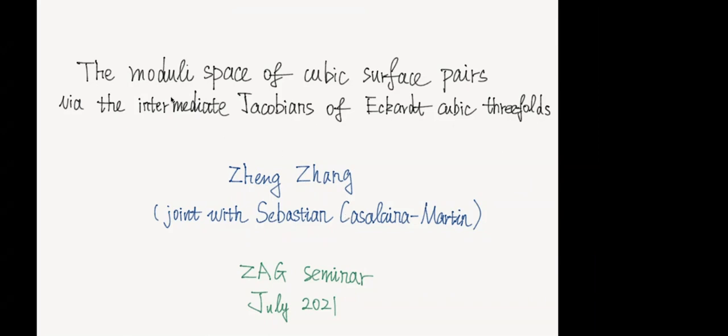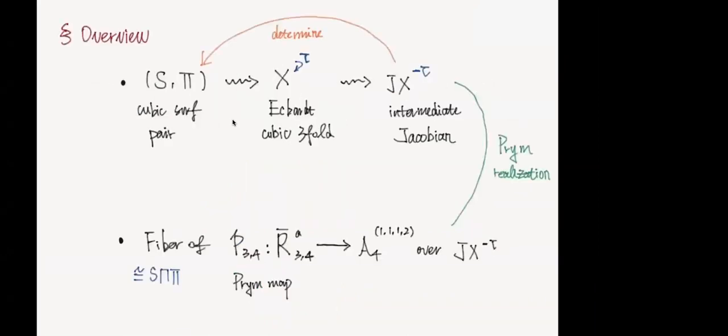This will be a talk on some report on a joint work with Yano, as Jesus was saying, on this modular space of cubic surface pairs. So let me first give the overview. The object we are interested in are these cubic surface pairs. By that I mean S is a smooth cubic surface, and pi is a transverse plane in P3 meeting S transversely.